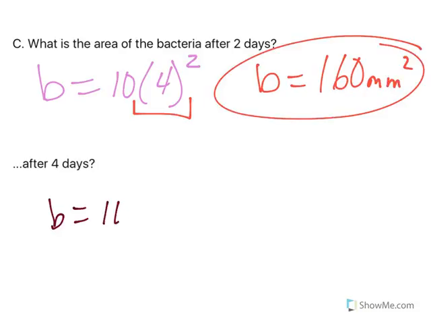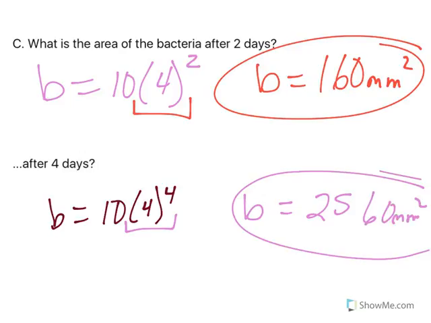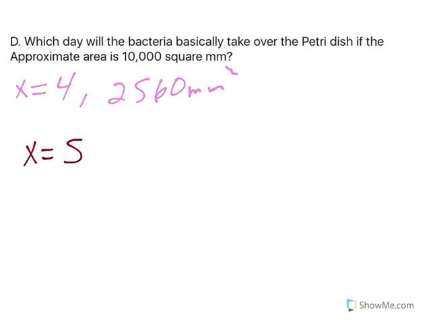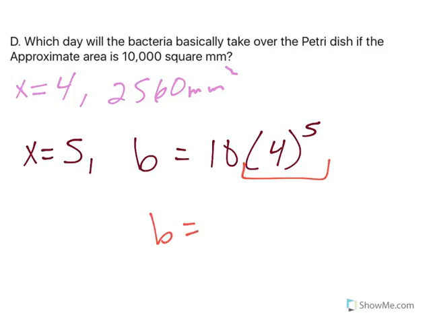And after 4 days, well, we plug in 4 for the exponent. Again, exponent first, then multiply by 10, and we get 2,560 square millimeters. Which day will the bacteria basically take over the petri dish if the approximate area is 10,000 square millimeters? Well, we just found that at 4 days, the bacteria was 2,560 square millimeters. If you're paying attention, the growth factor is 4, meaning you're multiplying everything by 4. So if I plug in 5, B equals 10 times 4 to the 5th, exponent first, then multiply by 10, I get 10,240 square millimeters.